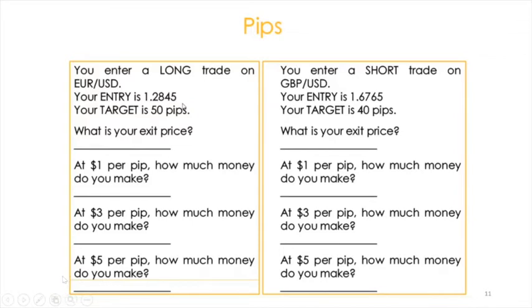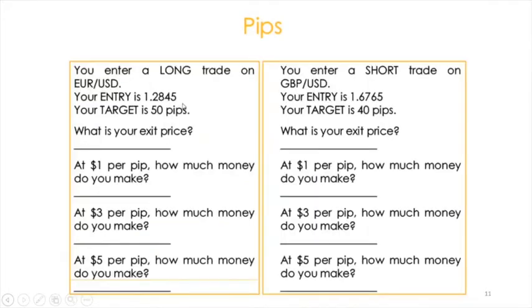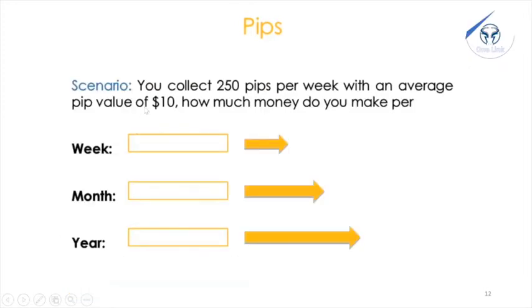Let me go to the next exercise. You collect 250 pips per week with an average pip value of $10. How much money do you make per week? 2,500. Everybody agree? Agree. Okay, 2,500.